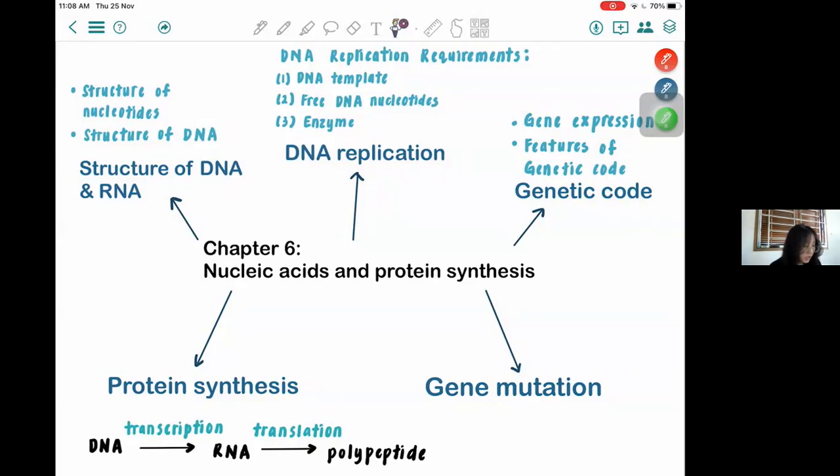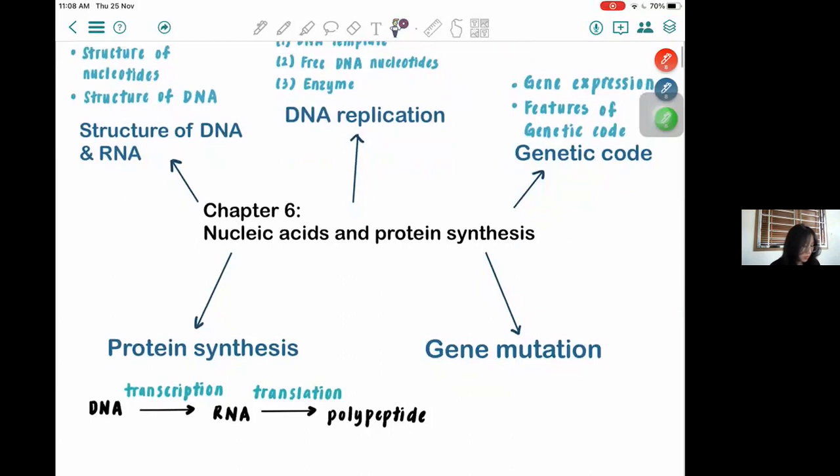For DNA replication, you have to know the 3 requirements for DNA replication: the first one, DNA template, free DNA nucleotides, and the third one, enzyme, which I will explain in more detail in the following questions. And for genetic codes, you have to remember the gene expression and the features of genetic code. For protein synthesis, you have to know that DNA undergoes transcription to form RNA, and RNA will undergo translation to form polypeptide. So let's move on to the past year questions.